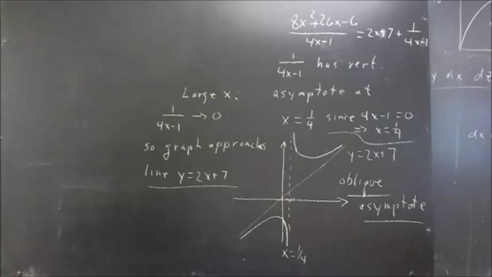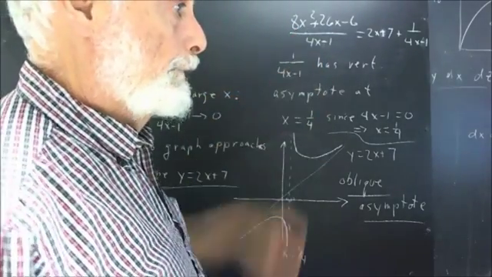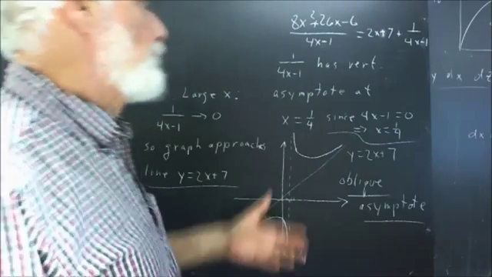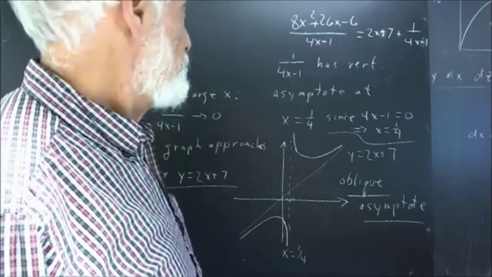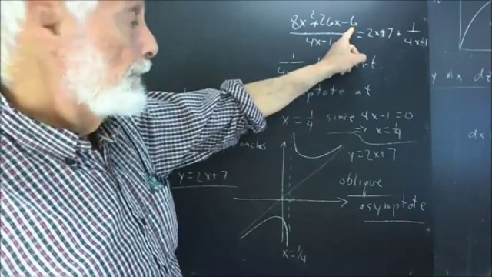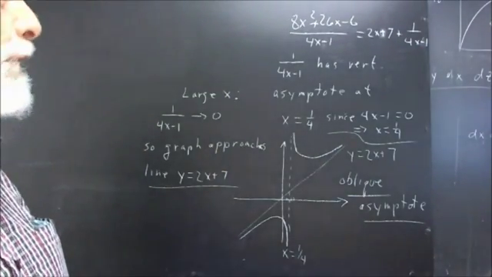Once more, oblique asymptotes occur when the degree of the numerator is greater than the degree of the denominator, and also when the denominator doesn't evenly divide the numerator. If you put a -7 here, the denominator divides the numerator, and you have a different case.